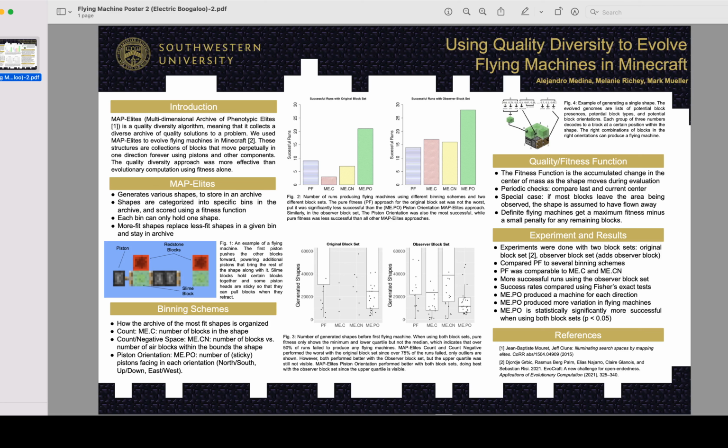In conclusion, we were successfully able to generate flying machines with various approaches in multiple different directions. Out of our various approaches, the piston orientation binning scheme was the most successful.